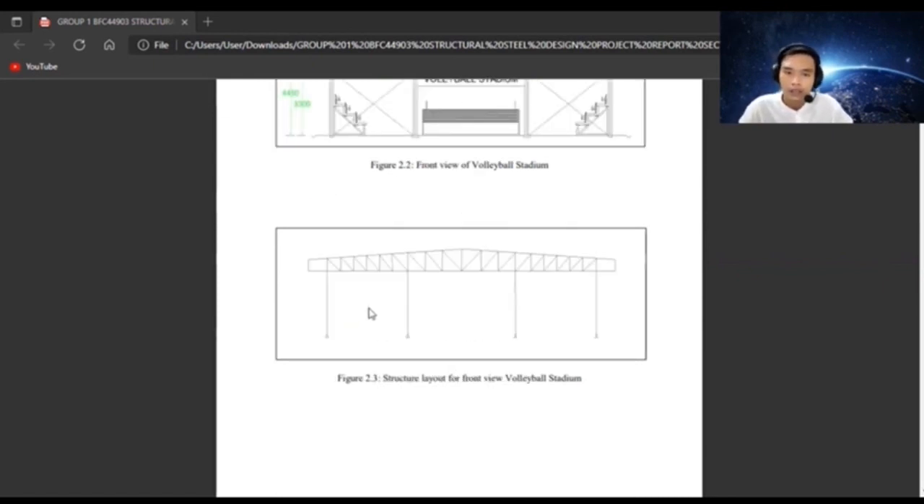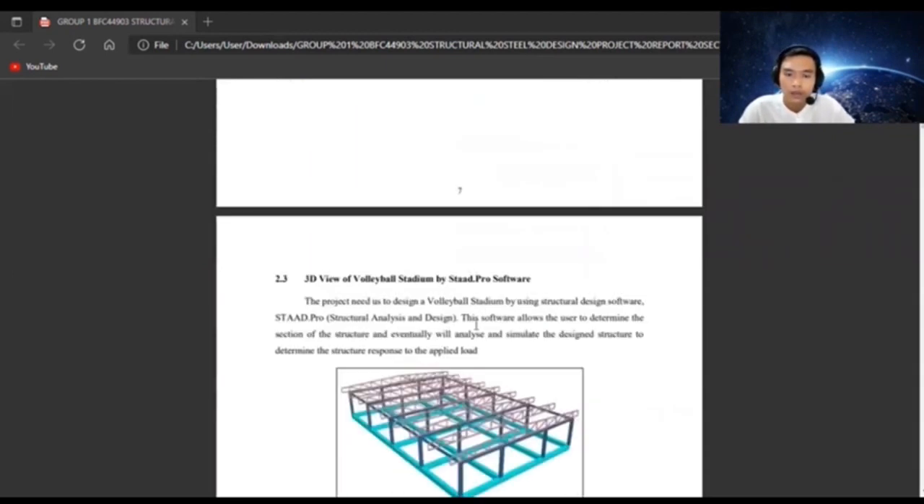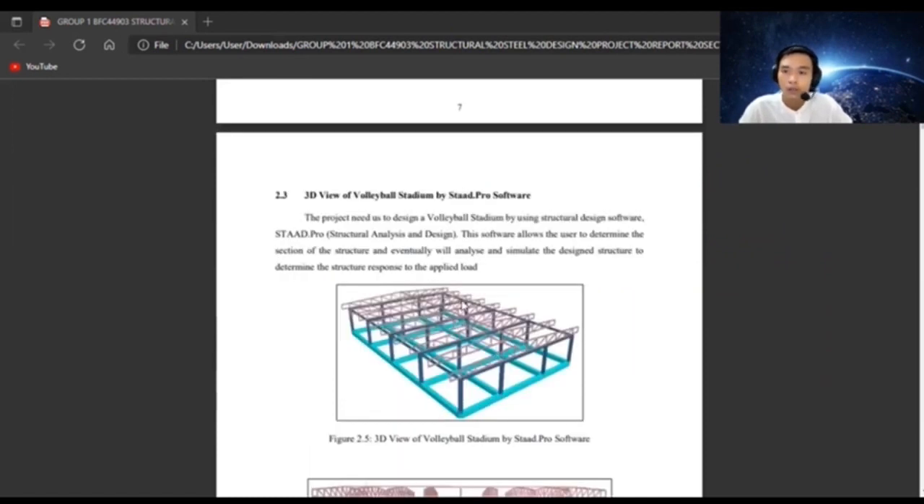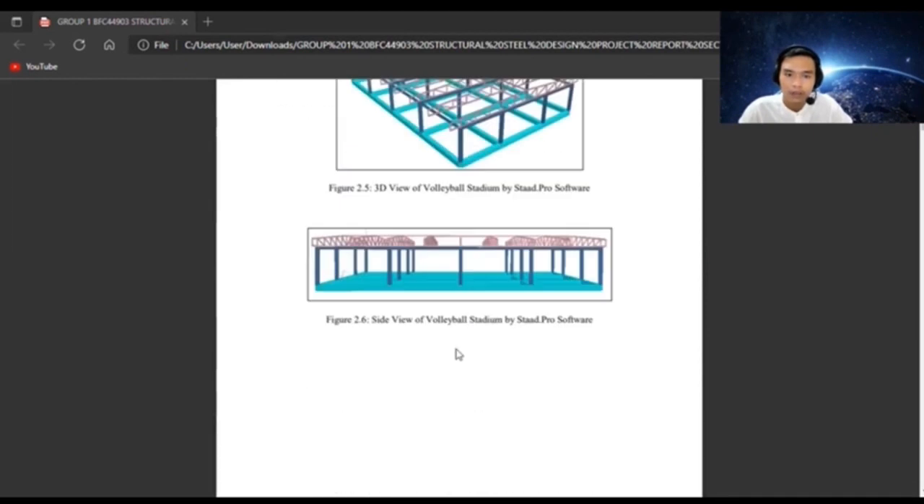This is the structure layout for the front view of the volleyball stadium. As you can see, this is the dual pitch roof, and this is the roof plan of the plan view. This is a 3D view of the volleyball stadium that we made using STAAD.Pro. As you can see, this is the design that we created by STAAD.Pro, the design of the volleyball stadium.